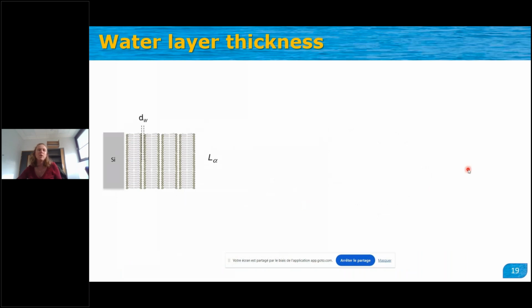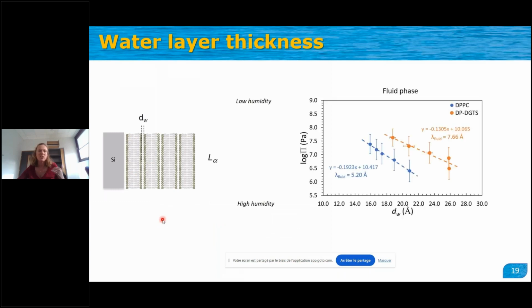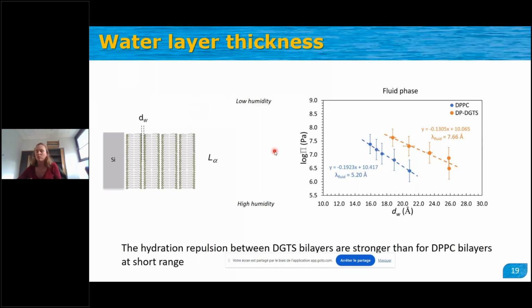Then by neutron diffraction, we made piles of bilayers, and we could measure the water layers between the bilayers of the lipids. We checked how the water layer increases when changing the humidity. What you can see is that everywhere the water layer for DGTS is thicker than for DPPC. And that means, when you talk to physicists, because I'm not a physicist, I'm a biologist, that the hydration repulsion between the DGTS bilayers is stronger at short range than for the DPPC bilayers.